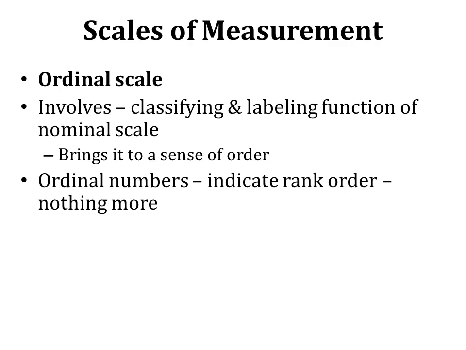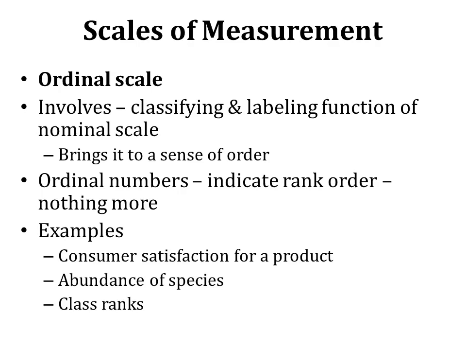So ordinal numbers indicate rank orders, and nothing more. These are not absolute quantities, they just rank individuals into different orders. Like consumer satisfaction for a product from highly satisfied to extremely dissatisfied, abundance of species from abundant to rare, and class ranks from top grader to the failing students. So these are examples of ordinal scales.